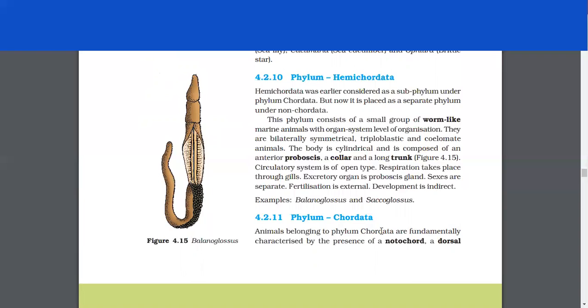The body is cylindrical and is composed of an anterior proboscis, a collar, and a long trunk. Circulatory system is of open type. Respiration takes place through gills. Excretory organ is proboscis gland. Sexes are separate. Fertilization is external, and development is indirect. For example, Balanoglossus and Saccoglossus.